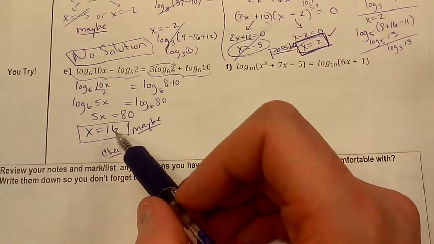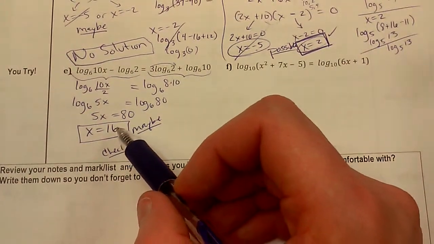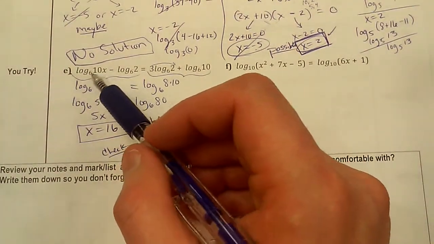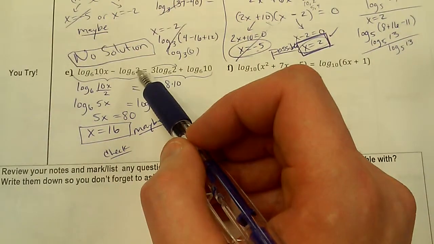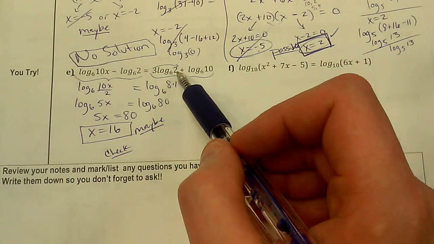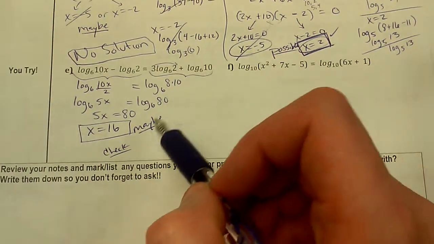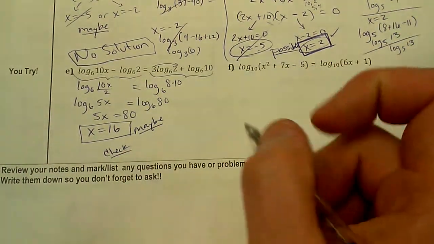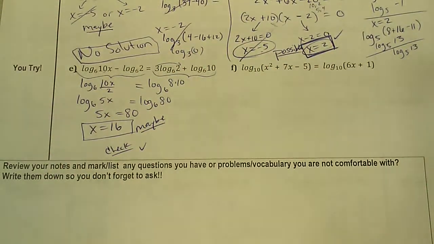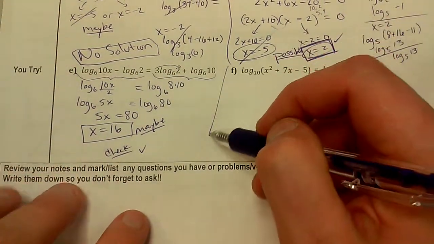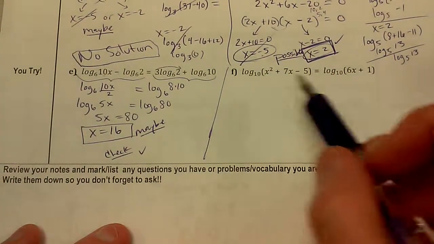So when I check, I'm just going to do this. Let's see. If I plug in a 16 here, I get the log base 6 of 160. That's a positive number, so that's okay. This one's already set up. This one's fine. This one's already set up and positive. This one's fine, and so is this one. So I guess the only place there was a variable, it worked out just fine. So I'm gonna say it's okay. All right, I like it. So hopefully you got that. Let's go ahead and move on to the next one.